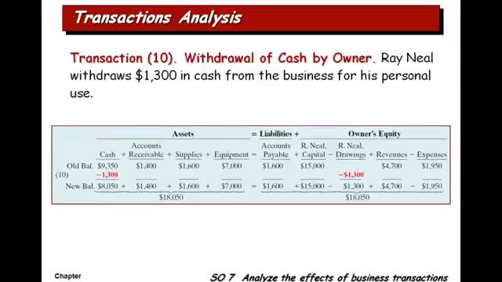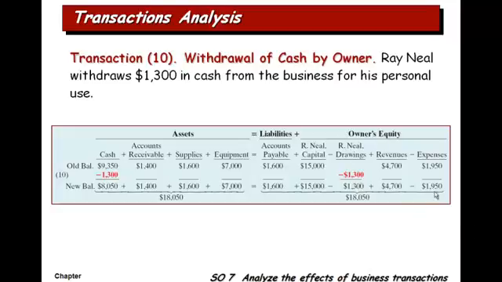Transaction number 10, and I believe this is the last one for transaction analysis. Withdrawal of cash by owner. Ray Neal withdraws $1,300 in cash from the business for his personal use. $1,300 is subtracted from cash, and drawings reduces owner's equity.